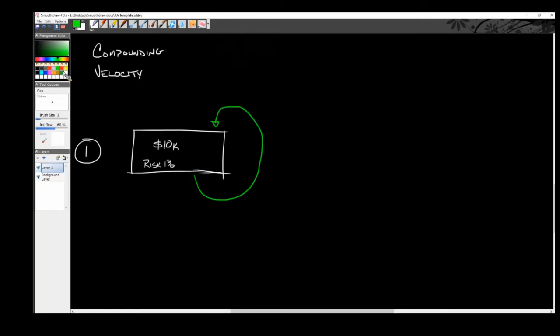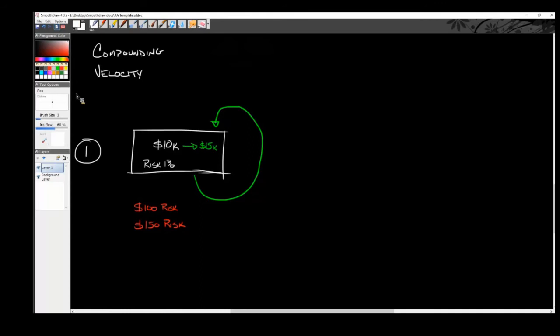If I have a $10,000 account, my initial risk is 100 bucks. $100 risk. But if the account size grows to, let's say, 15K, that'd be great, right? 50% return, that'd be fantastic. Then my risk at 1% is going to be 150 bucks. $150 risk. Now, I think the advantage of that is you're going to make money faster, right? I mean, wouldn't this have the compounding effect?